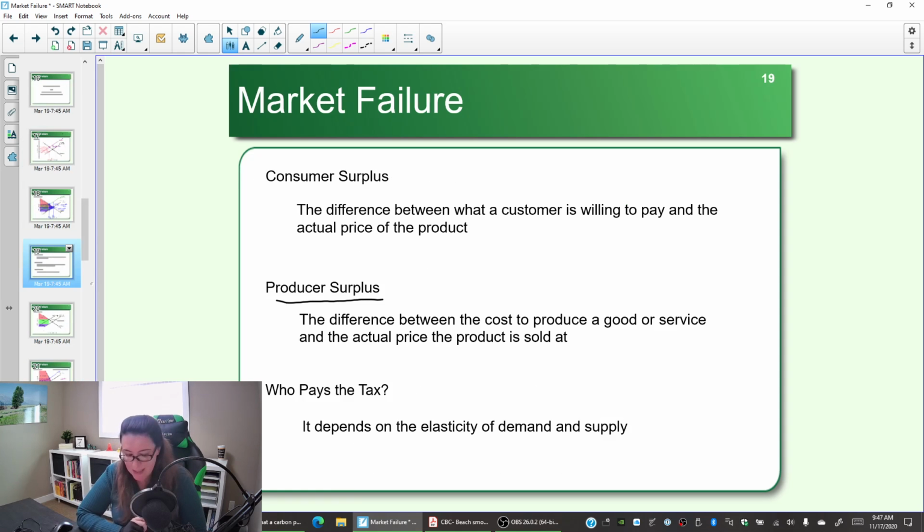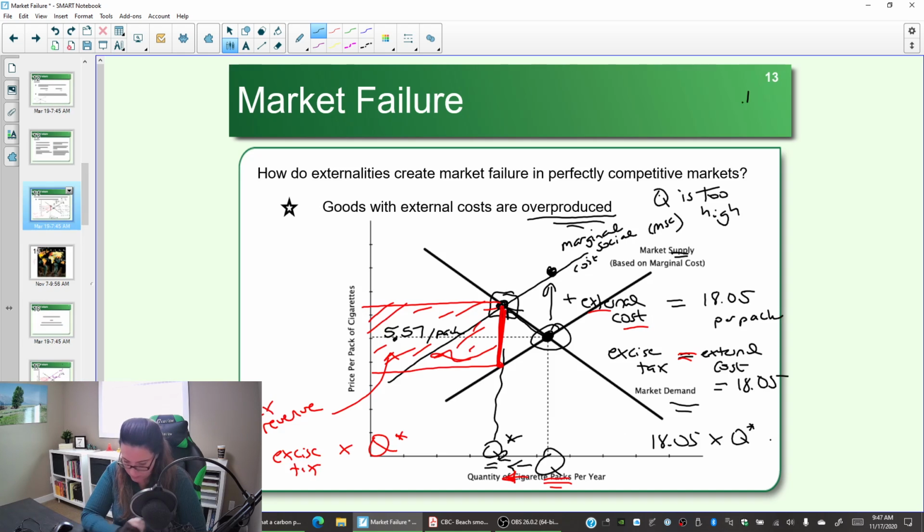But an excise tax is a tax per units produced. So it's not a percentage, it's a fixed amount that is equal to the external cost.